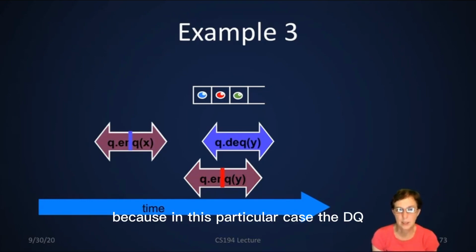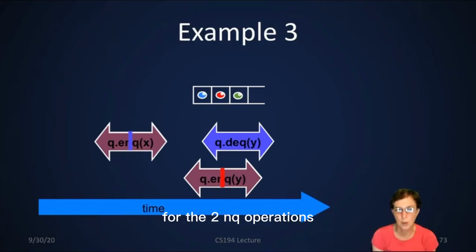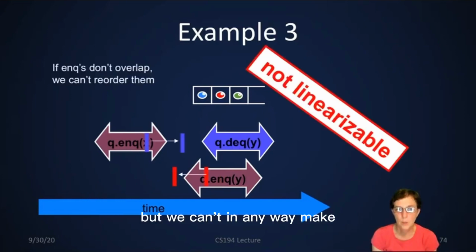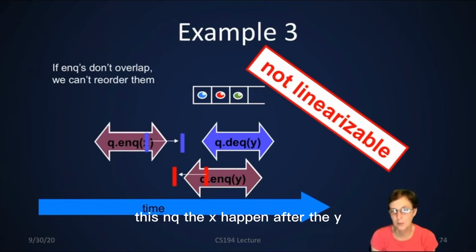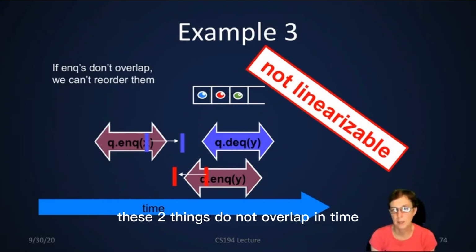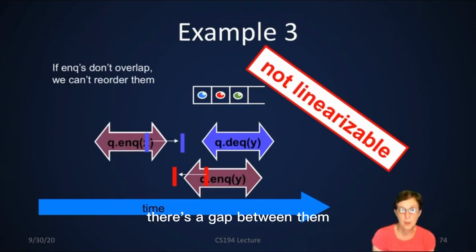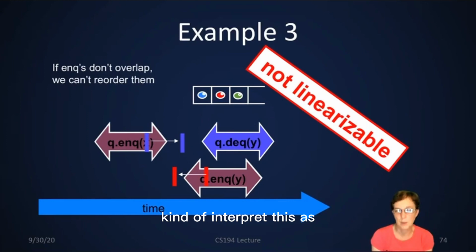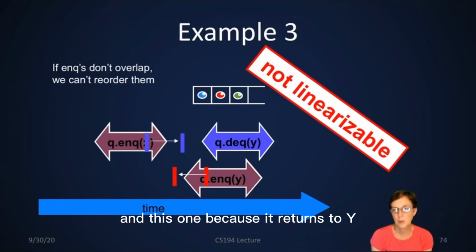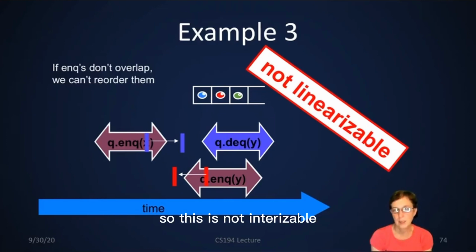in this particular case, we can try to find these instantaneous points for the two NQ operations, but we can't in any way make this NQ, the x, happen after the y, because in this particular execution, these two things do not overlap in time. There's a gap between them, so there's no way to interpret this as a linearizable execution. And because this one returns a y, it says these two NQs have to happen in the opposite order. So this is not linearizable.